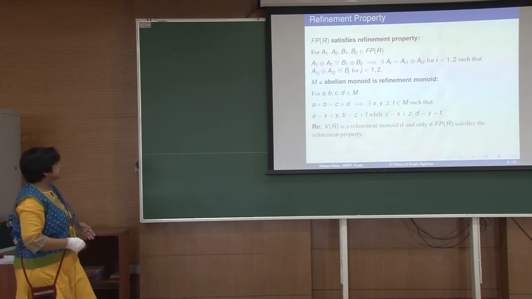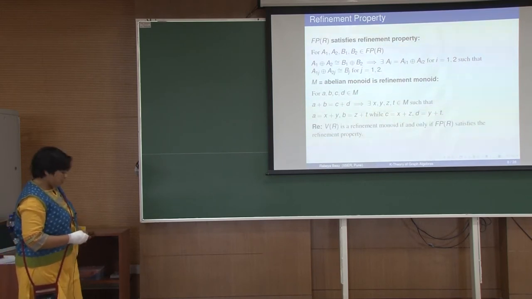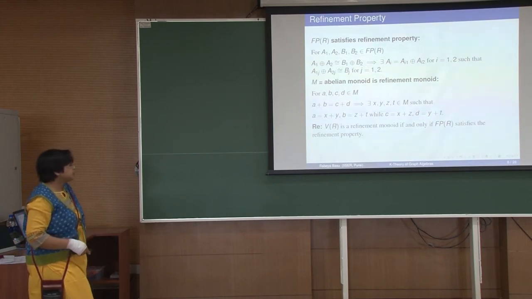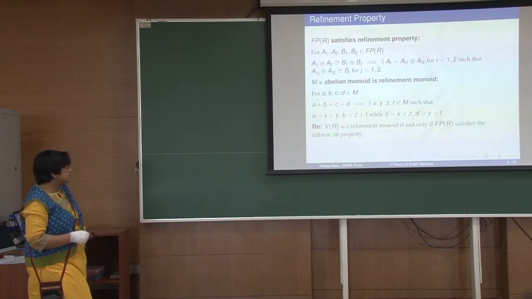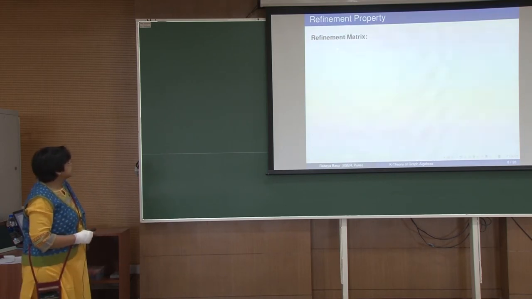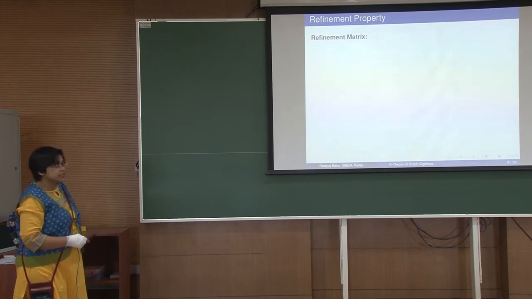And also you can extend. So we say that V(R) is a refinement monoid provided this class satisfies the refinement property; the monoid structure we have already discussed. So it will be a refinement monoid provided FPR satisfies the refinement property. Again, our aim is to show that V of L_K(E) is a refinement monoid. That is the refinement matrix I mentioned just now.